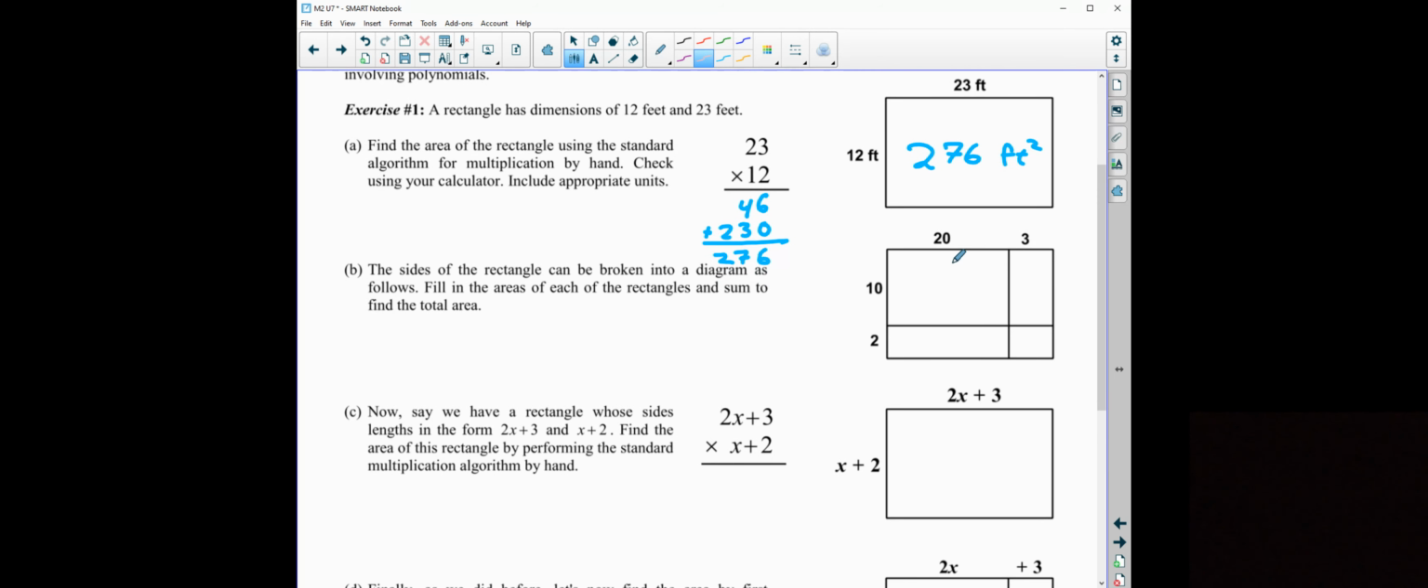Okay, well, like I mentioned, 23 is really 20 and 3, and 12 is really 10 and 2. I could break that rectangle up into 4 smaller rectangles like this. And so the 23 became 20 and 3, and the 12 became 10 and 2. I'm going to find the area of each of these 4 smaller rectangles. The math is much easier. 10 times 20, of course, is 200.